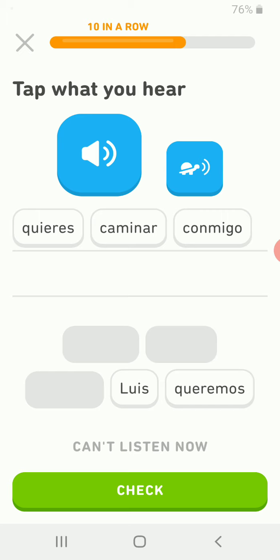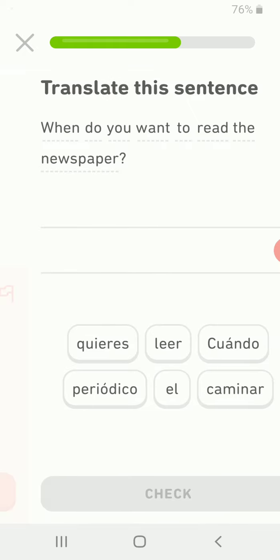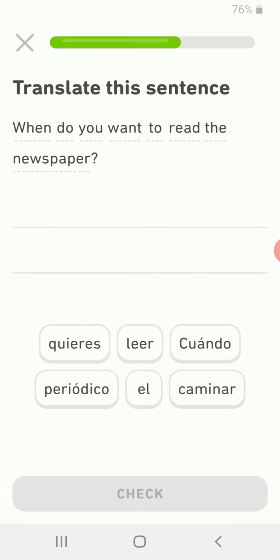So we also learned that with me in Spanish has a new word. It's a combined word. The word with is con, and migo is something. Me is the subject pronoun. Sorry, the object pronoun of I in Spanish. So conmigo means with me. So ¿quieres caminar conmigo? Do you want to walk with me? And here I missed something. Luis, ¿quieres caminar conmigo? So yeah, I was in too much of a rush, so I forgot to put the Luis.